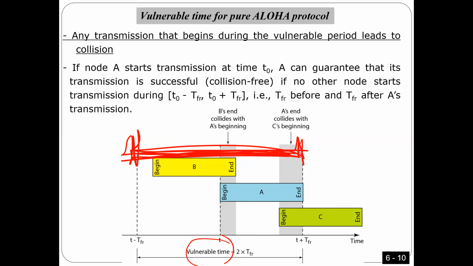You want to transmit. So the only way I can make sure there is no collision is that there should be no other transmission during the vulnerable time. You got how I calculated it? There should be no overlap. So no one should start from here to here, and also no one should have already started from here to here, to avoid any overlap like this one. Any questions?